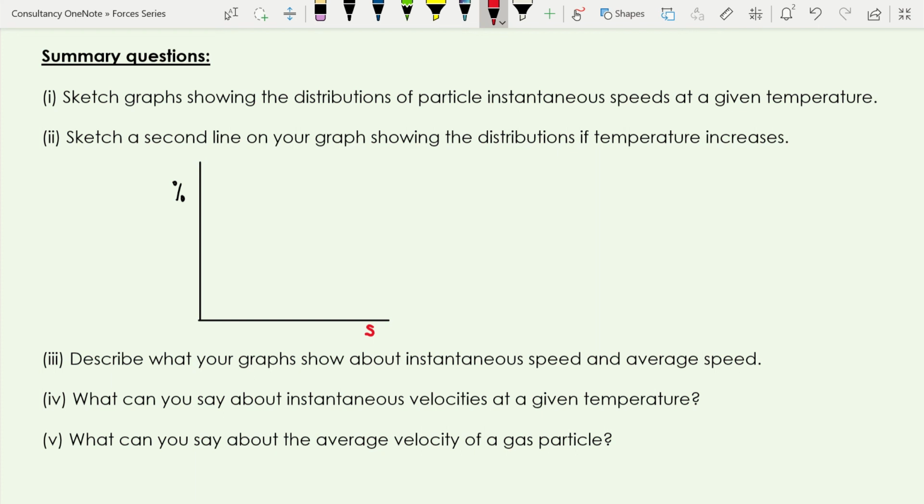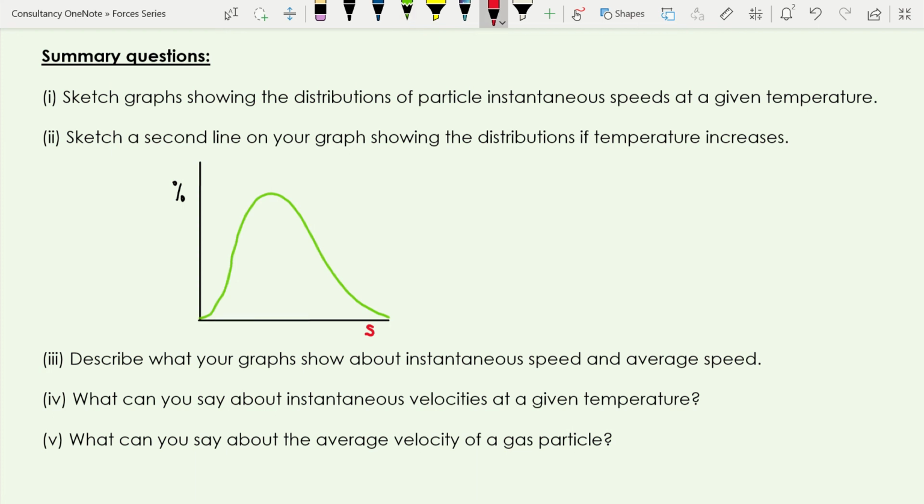Okay, so I'm going to assume you've had a crack now. So let's sketch our graphs. Let's do a low temperature one to start off with. The key things we're looking for is that very few particles have low speed, very few particles have high speed. Most of them are clustered in the middle here. This distribution, by the way, isn't symmetrical. It stretches much further to the right than it does to the left, typically.